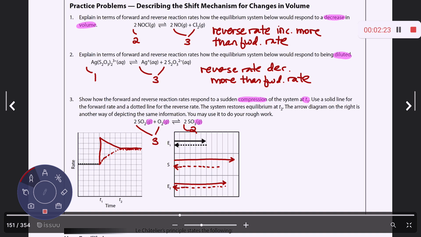Okay. All right, any questions on that? That was half of this section. The other half of this section is on temperature changes. So let's do the temperature changes, and then I'm going to have you guys work on this homework assignment before we go on and do anything else.